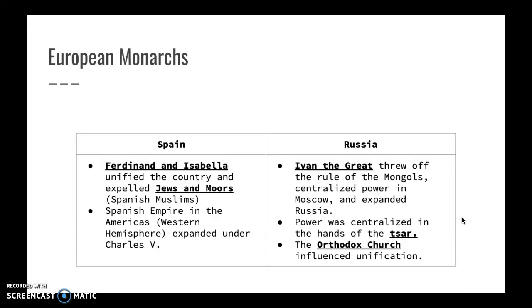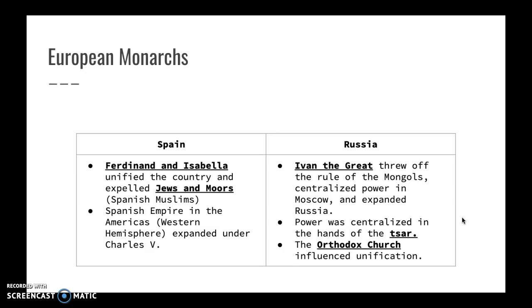Spain and Russia also are developing. Ferdinand and Isabella unify the country, and they start to create a common enemy for the people to kind of get behind. During the Spanish Inquisition, they expel most of the Jews and the Moors, aka the Spanish Muslims, out of Spain, and they eventually start to expand their empire by moving into the Americas.